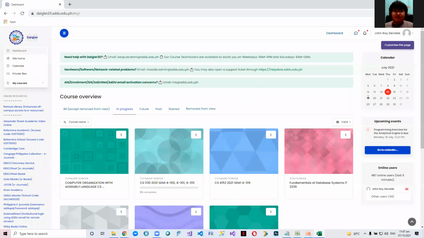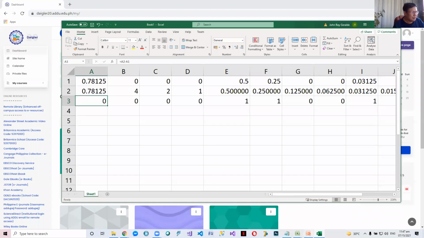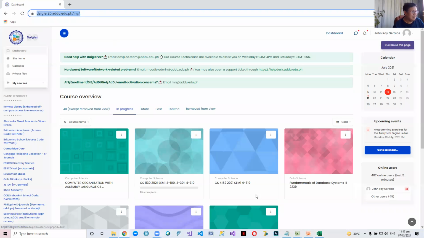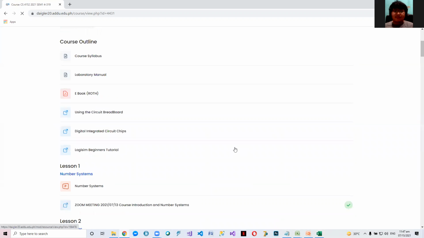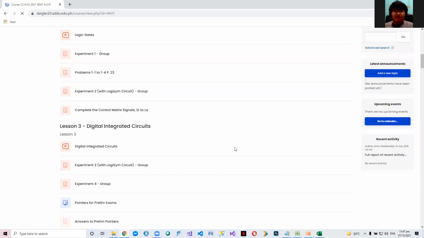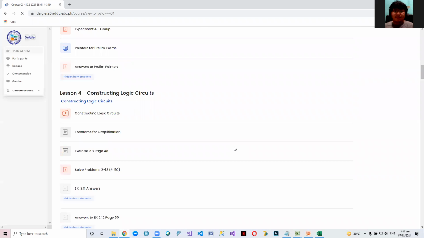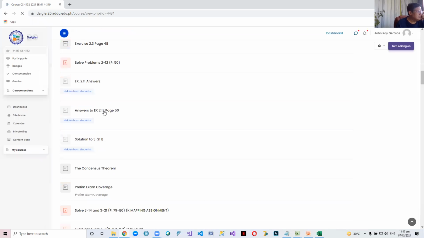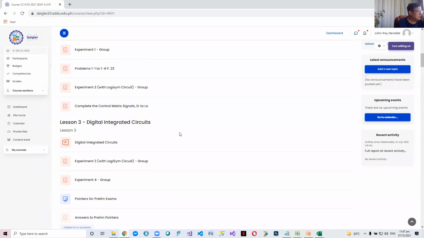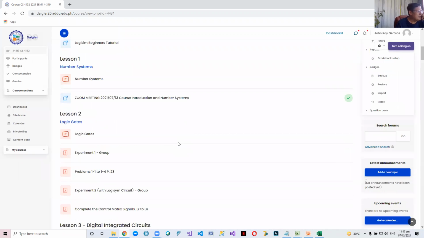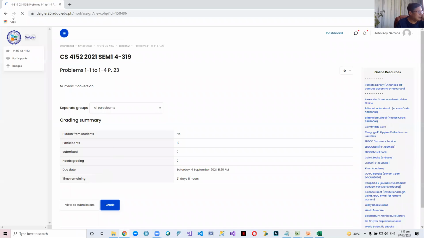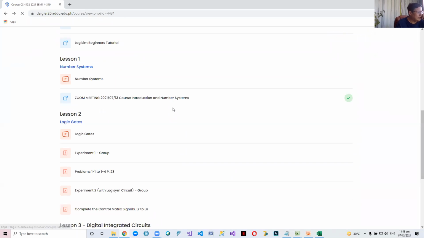So anyway, that's how to do it. No? Meron ba tayong problems dito? Do we have assignments? Let me check in our Daigler, no? Mahina kasing Daigler. May dadagdag pa ako dito, no? Wala pa tayo. No, wala pa tayong assignment. We will have the first assignment when we reach logic gates, problems 1, 2. We'll have this, but I haven't updated this yet. So anyway, we will not have an assignment yet.